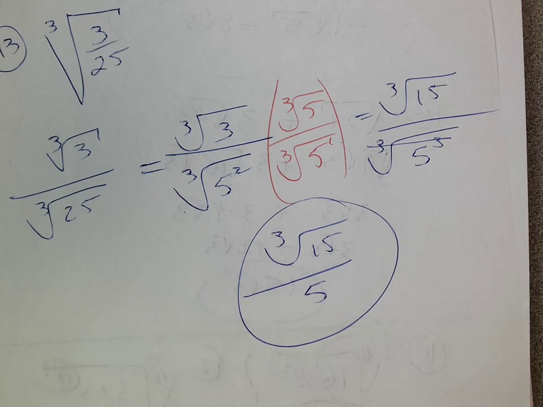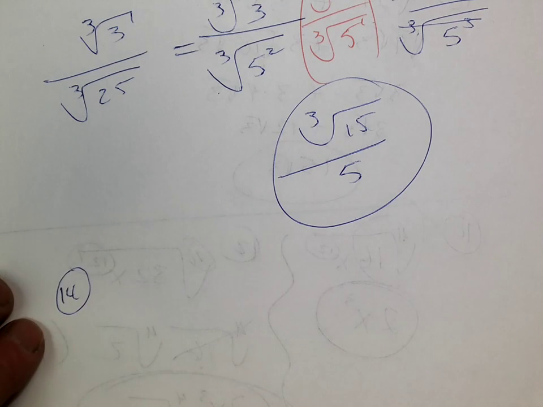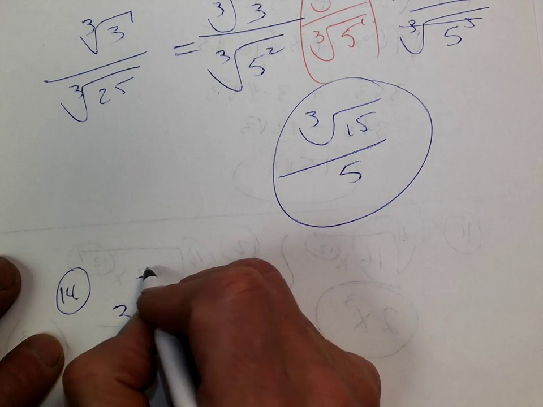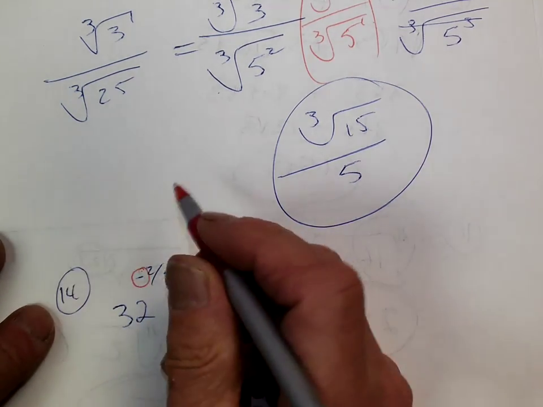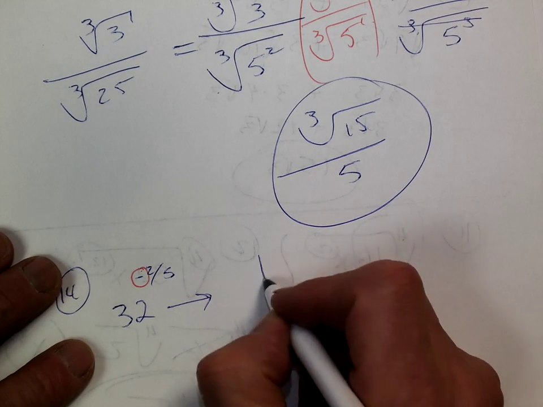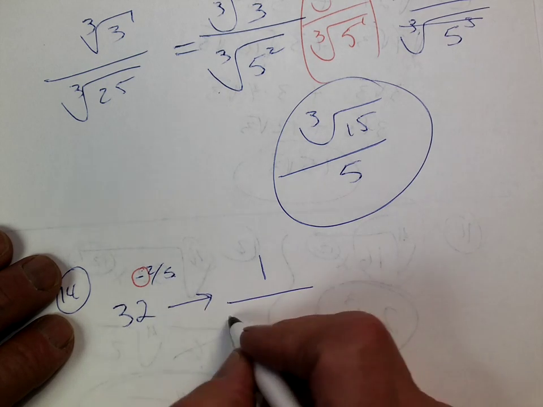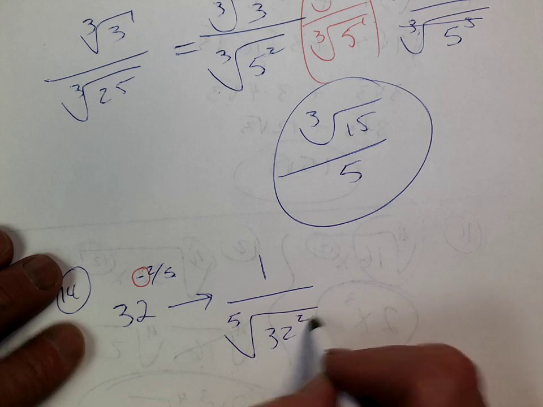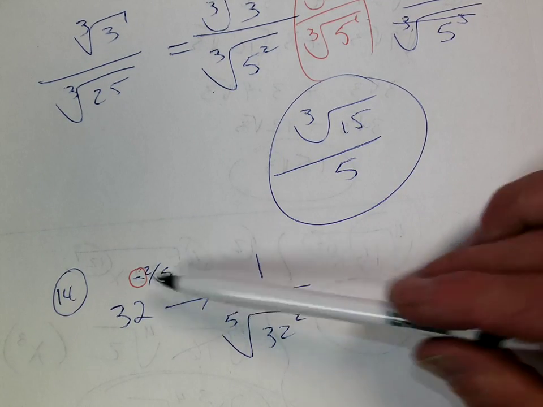All right, 14. We're moving along. There are 2 ways to do 14. I'm going to show you both ways. 32 to the negative 2/5, right? If I have a negative exponent, which I do, it's going to be 1 over. I'm going to start right off the bat with 1 over the 5th root of 32 to the 2 power. So 1 over the 5th root of 32 squared.